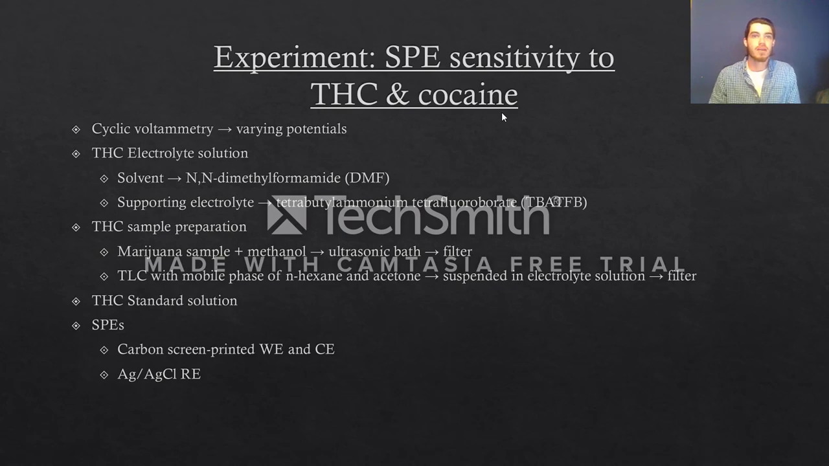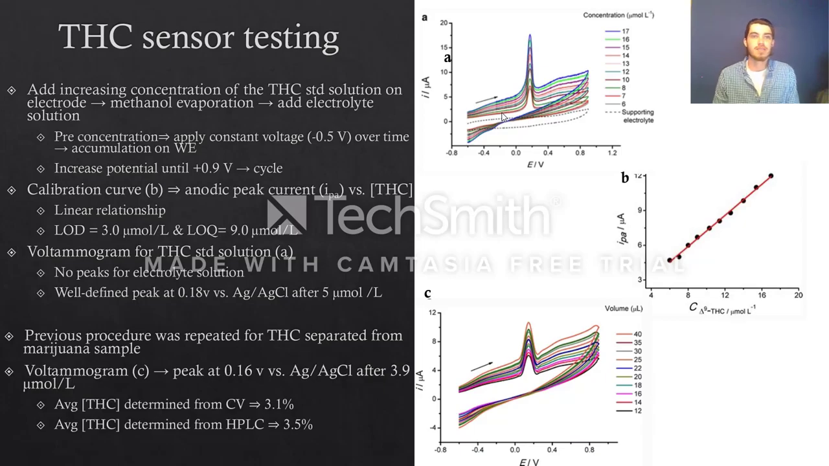For testing, cyclic voltammetry was performed with potentials between negative 0.5 and 0.9 volts versus the silver chloride reference electrode. First, drops of the THC standard solution in increasing concentrations were applied to the electrode and left about 15 minutes to allow for the methanol to evaporate. Then, the electrolyte solution was added.